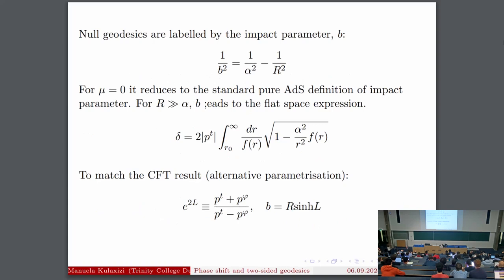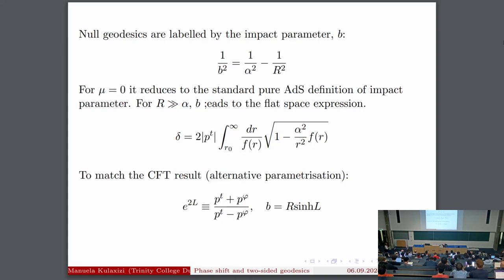Okay, so I'll try to speed up. Null geodesics are labeled by this impact parameter, and for mu equals 0, this reduces to the standard definition of the impact parameter. For large AdS radius, or small alpha, this leads to the flat space expression, so you can get results for flat space from this computation. If you add all the ingredients, you get a nice concise formula for the phase shift, and this is the turning point within the bulk that the null geodesic approaches before it returns to the boundary.